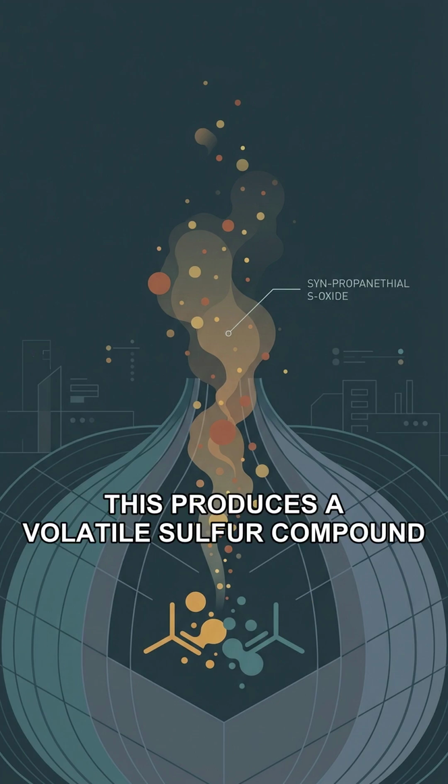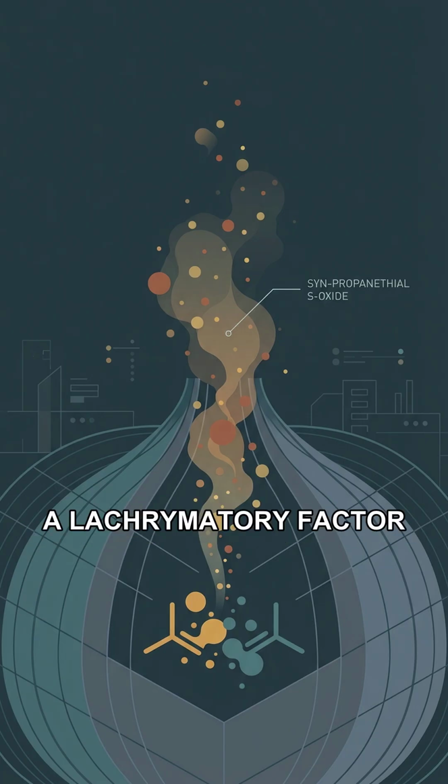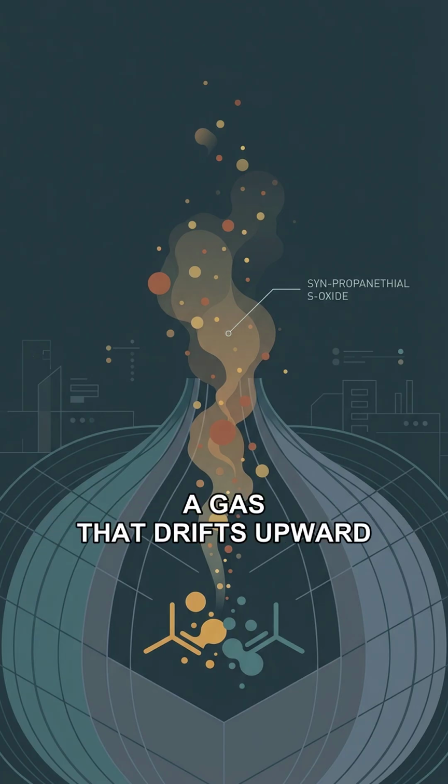This produces a volatile sulfur compound, a lacrimatory factor, which evaporates into a gas that drifts upward.